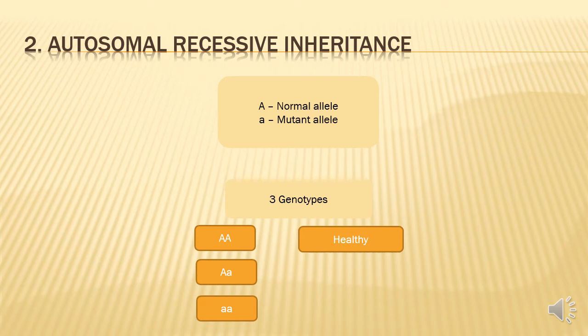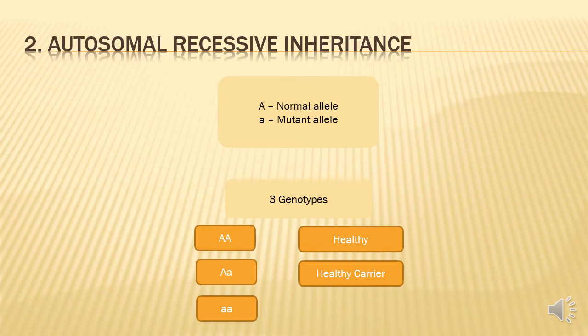Then, can you tell me the phenotype of this capital A small a genotype? It also will be a healthy phenotype. Even though this individual is having a mutant allele, probably he may not even know that he is having a disease-causing allele. But this individual can carry this mutant allele to the next generation. Therefore, he is called a healthy carrier.